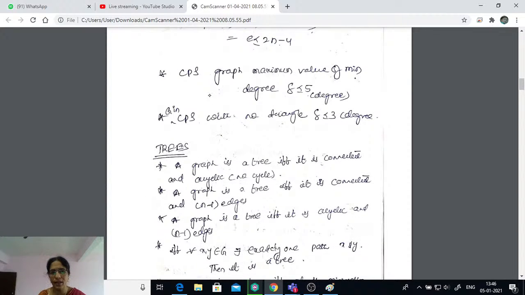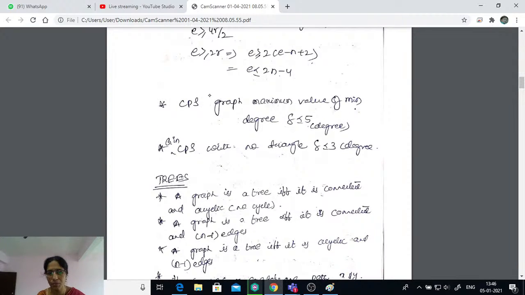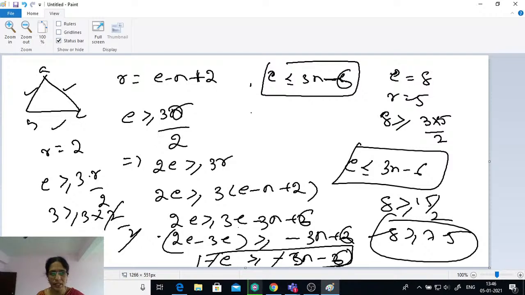And complete planar graph, if it is a complete planar simple graph, maximum value of minimum degree, nothing but suppose a graph is given to us.